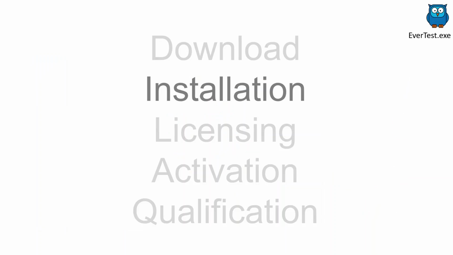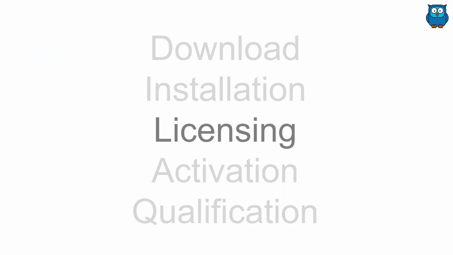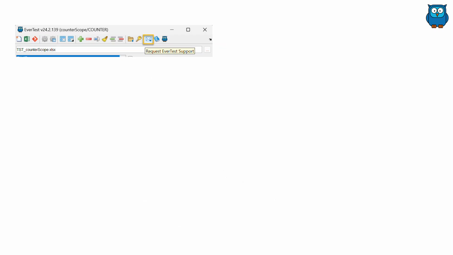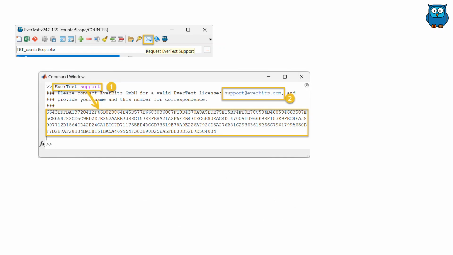After successful installation, you will need a valid license. To request a license file, please first generate a unique computer ID for EverTest after EverTest was installed and registered in MATLAB. You can use the EverTest user interface or do it in MATLAB. Please enter EverTest support in the MATLAB command window.